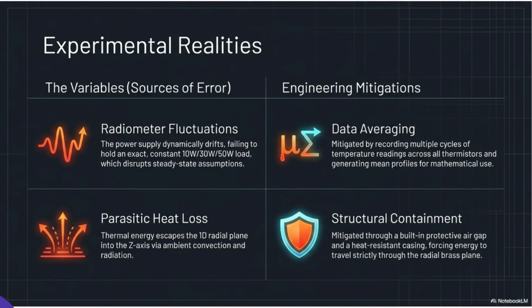Finally, we will address the experimental errors. Minor deviations were caused by power fluctuations in the device itself and some heat loss to the surroundings despite the air gap and heat-resistant casing. To improve the accuracy of our experiment, we can do data averaging and perform the experiment in a more controlled environment to minimize convective losses. That's all from us.